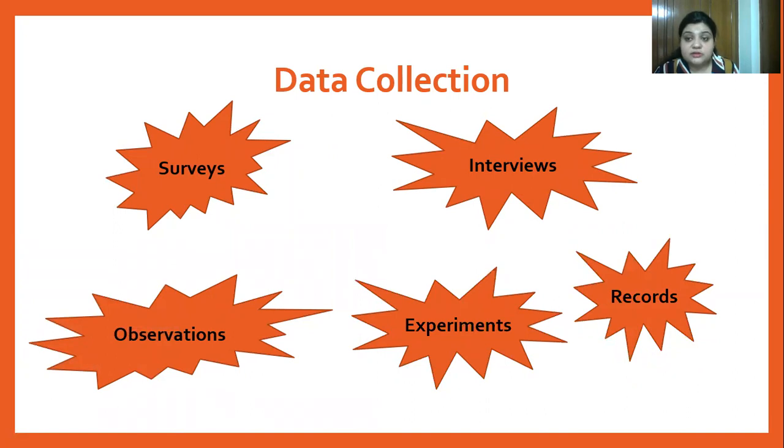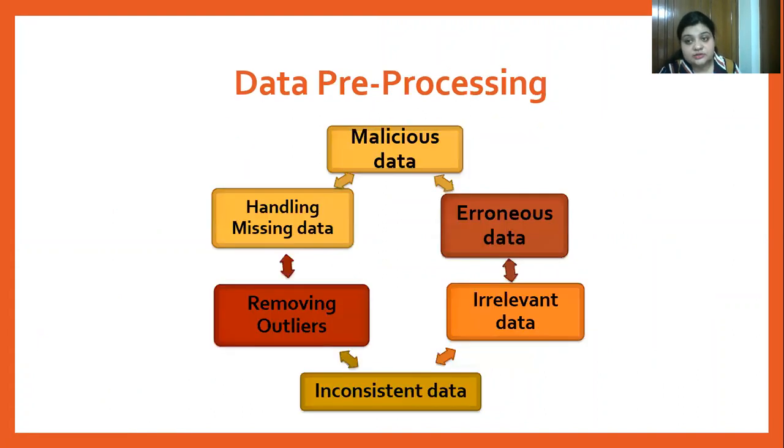Next is observations. Observation is collection of data at a specific instance, at a specific condition, on a given day and given time. And experiments is experimenting between variables that have been gathered for the data collection. Next step is data pre-processing. Pre-processing includes various steps such as removing outliers, handling missing data, malicious data, erroneous data, irrelevant data, and inconsistent data.